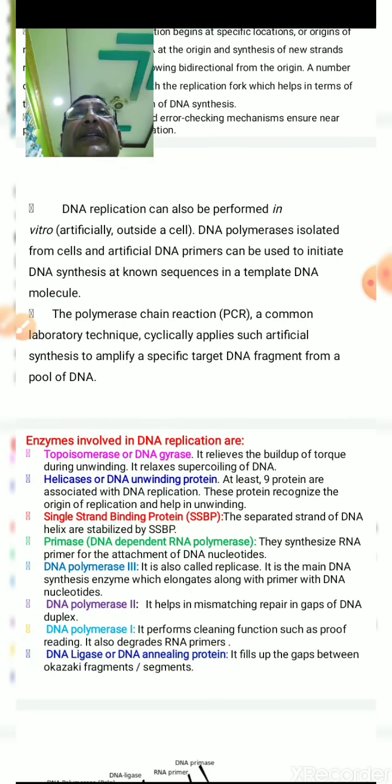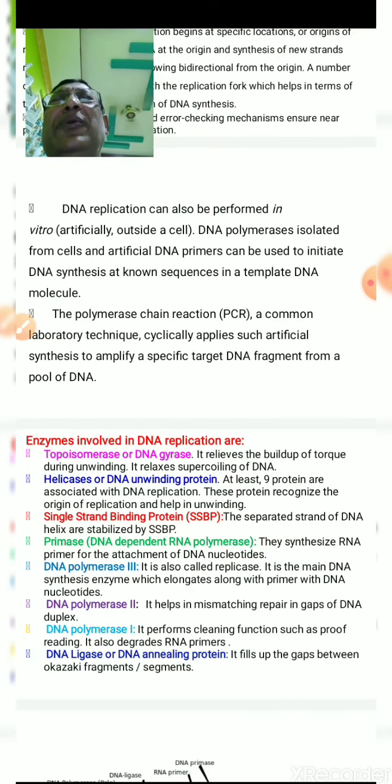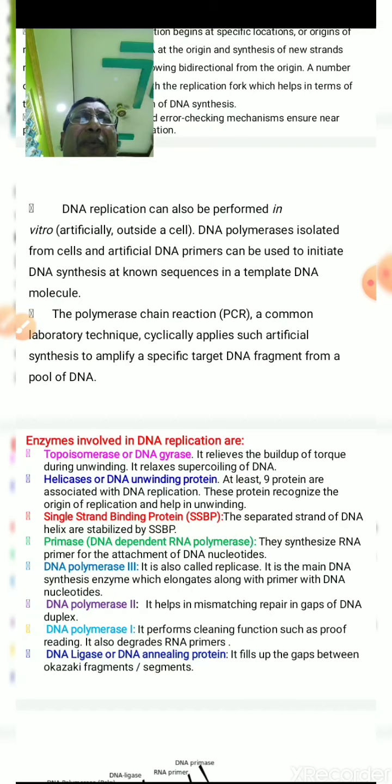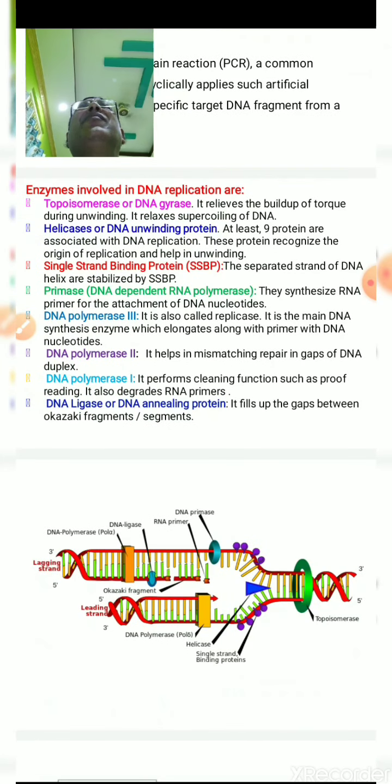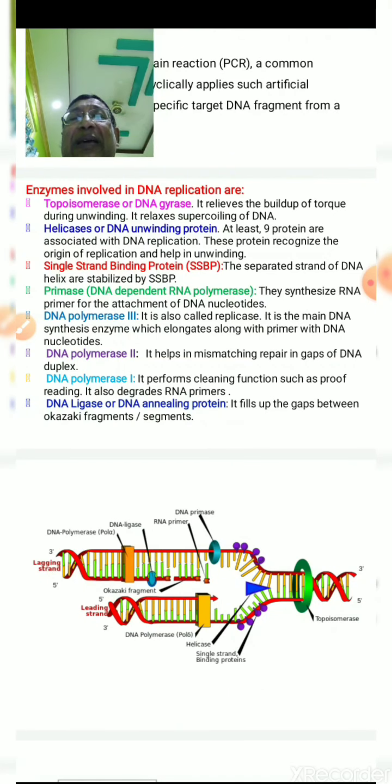Now, during DNA replication, before going to the different mechanisms, the most important thing is the different kinds of enzymes. Different enzymes are essential for this DNA replication or DNA duplication. I have noted some of the important enzymes, because there are so many different types. The first enzyme I have mentioned here is topoisomerase, also known as DNA gyrase.